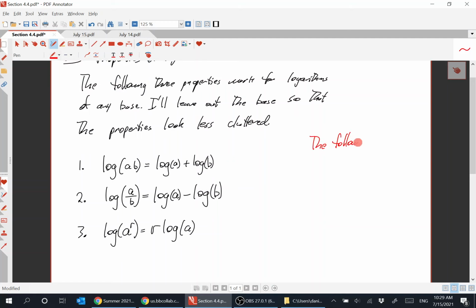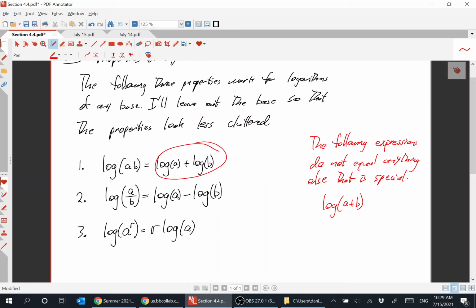Okay, you will be tempted to do the following. So the following expressions do not equal anything special. The log of a plus b. The log of a plus b is not log of a plus log of b.